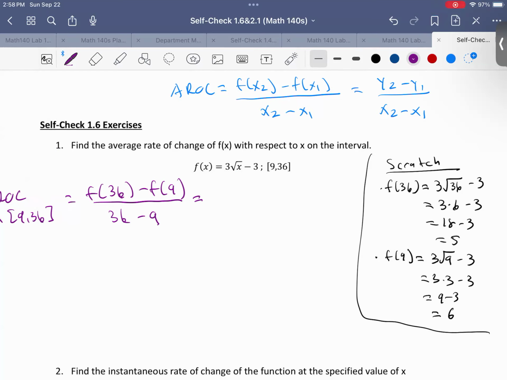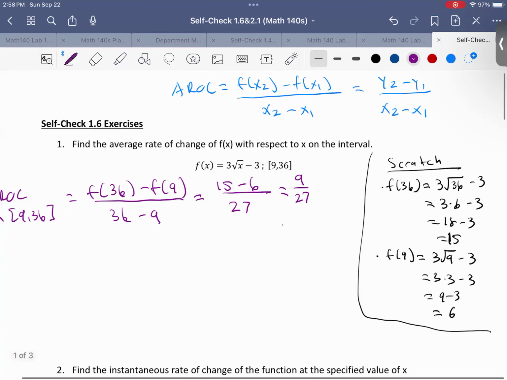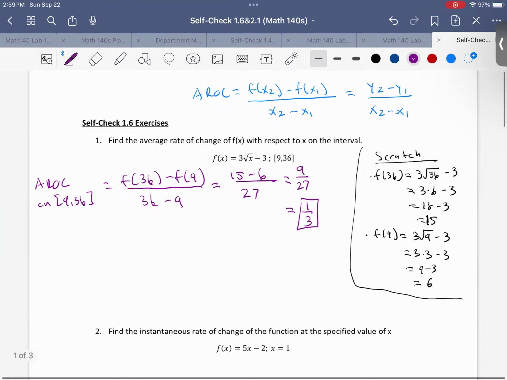We get, yeah, it should be 15. Quick typo right there. 15 minus 6 all over 36 minus 9, which is just 27. So 15 minus 6 is 9, so it's 9 over 27. And then this reduces down, you divide the top and the bottom by 9, so that would just be 1/3. So that's the average rate of change from 9 to 36 of this function.